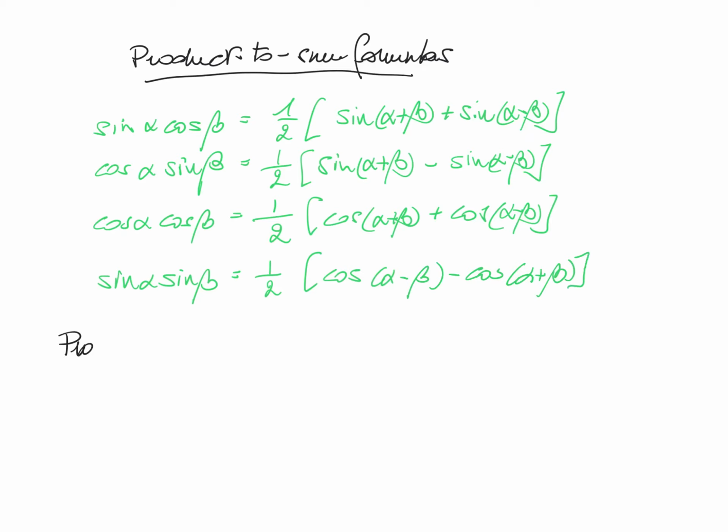The proof of these formulas is very straightforward. You just take your sum formulas, which we saw before, plug them in on the right hand side and work the right hand side out to obtain the left hand side. Let's take a look at the following example where we can use the formula. Let's say we want to express sine of 3x times the sine of 5x as a sum of trigonometric functions.